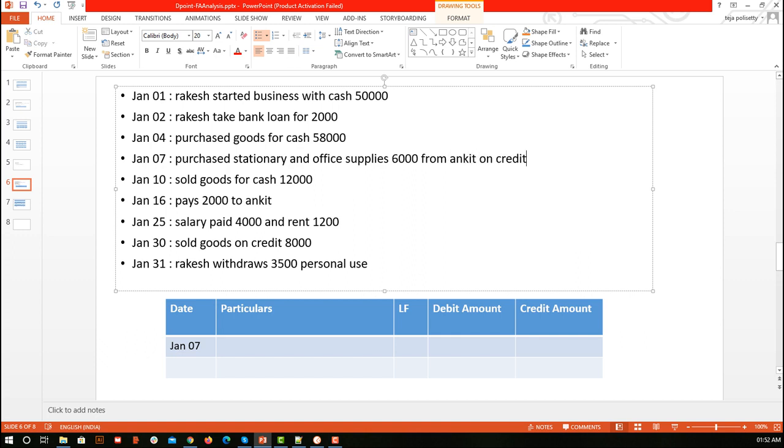Okay, because here no cash is involved. Is there any cash involved? So cash account will not come into picture. So here we can see the first thing is goods, which is again a purchase thing, and then we have something called Ankit on credit. So here the purchased goods is different and purchased stationery and office supplies are different.